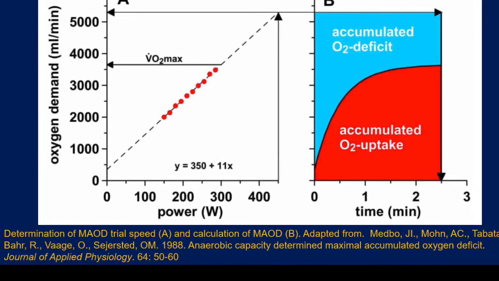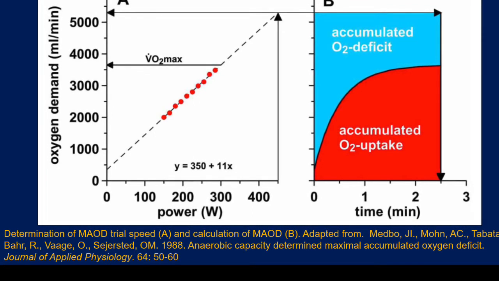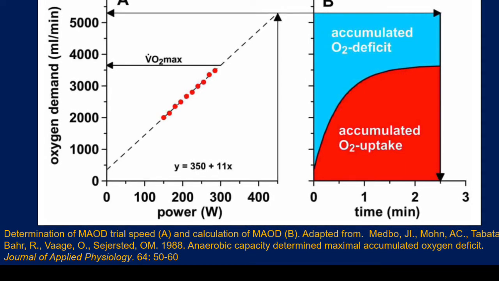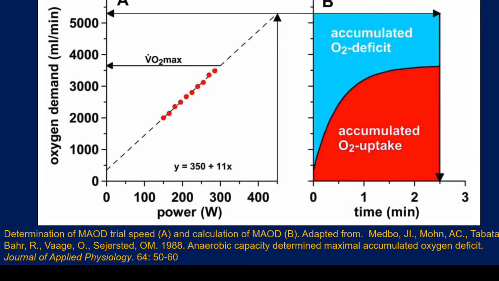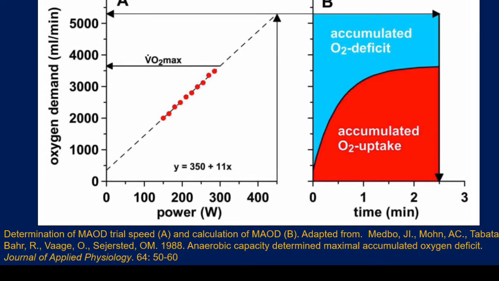So what you see in the images here, if you look at the image on the right, you can see a schematic which in essence shows you what the MAOD would look like. You've got the area which is the red section, and that reflects the oxygen cost during the exercise, and you've got the area which is the blue area, which represents the estimated anaerobic capacity.